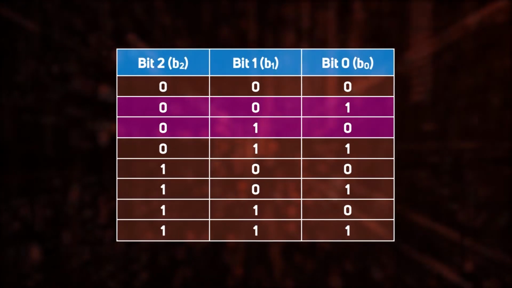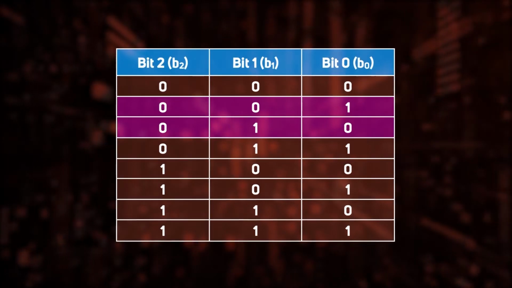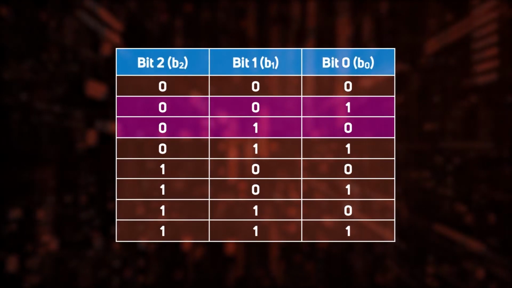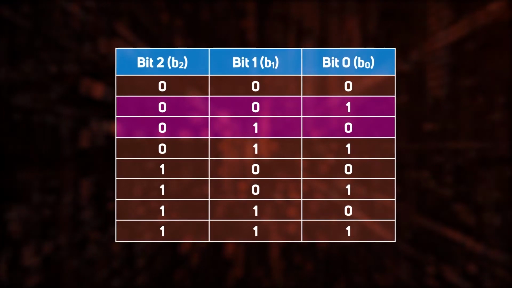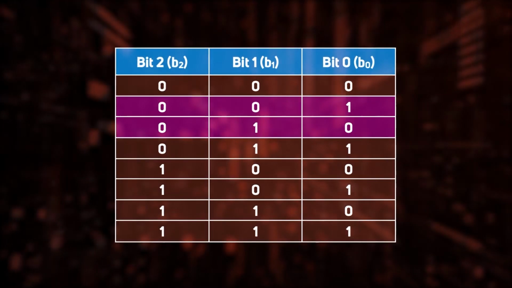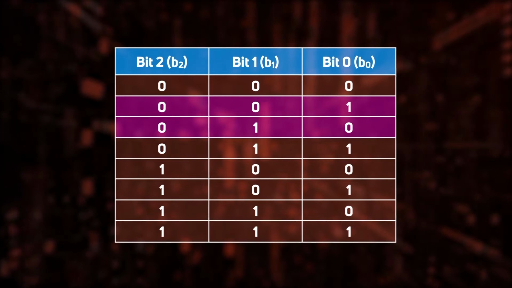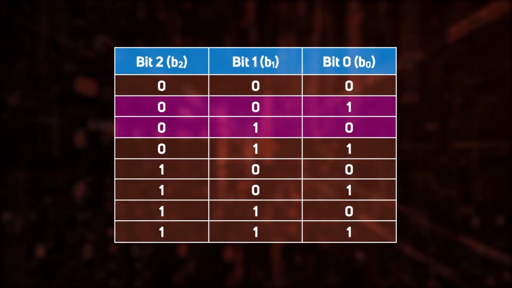Now count again. The binary number is 0, 1, 0. Toggle the last bit. The B0 was 0 and changed to 1 now. Since the result is not 0, you don't have to propagate the toggling effect.